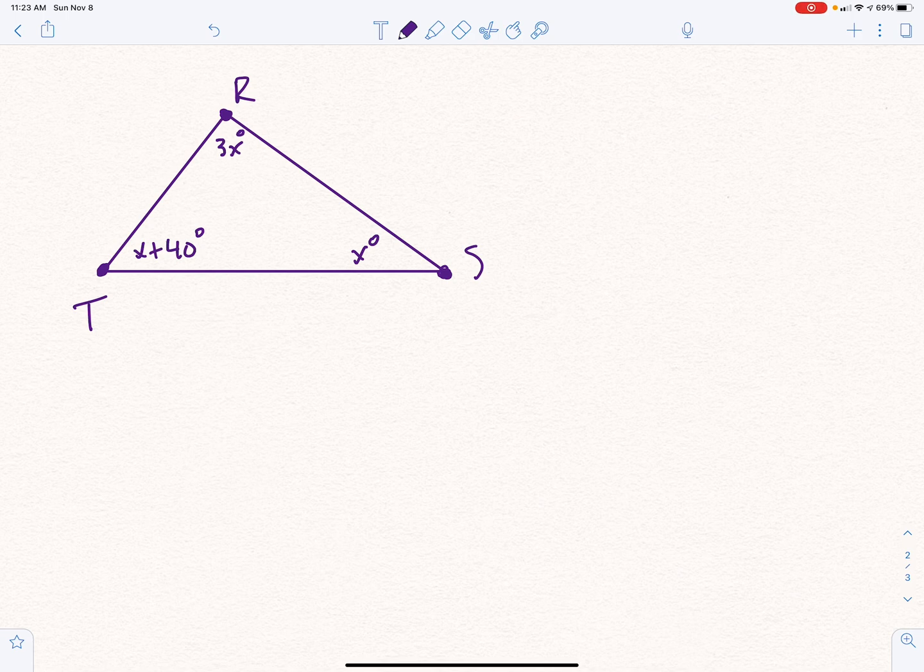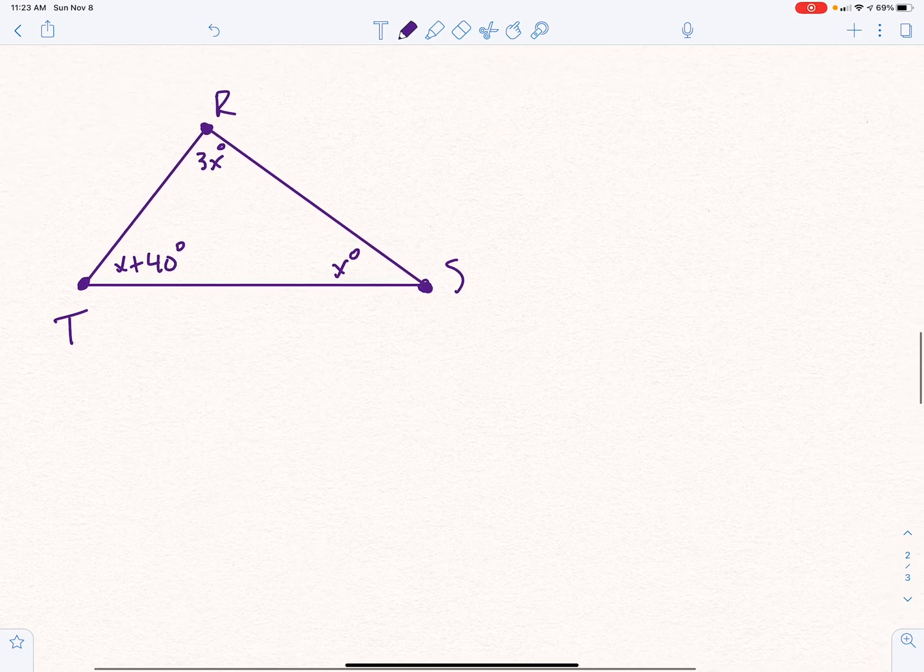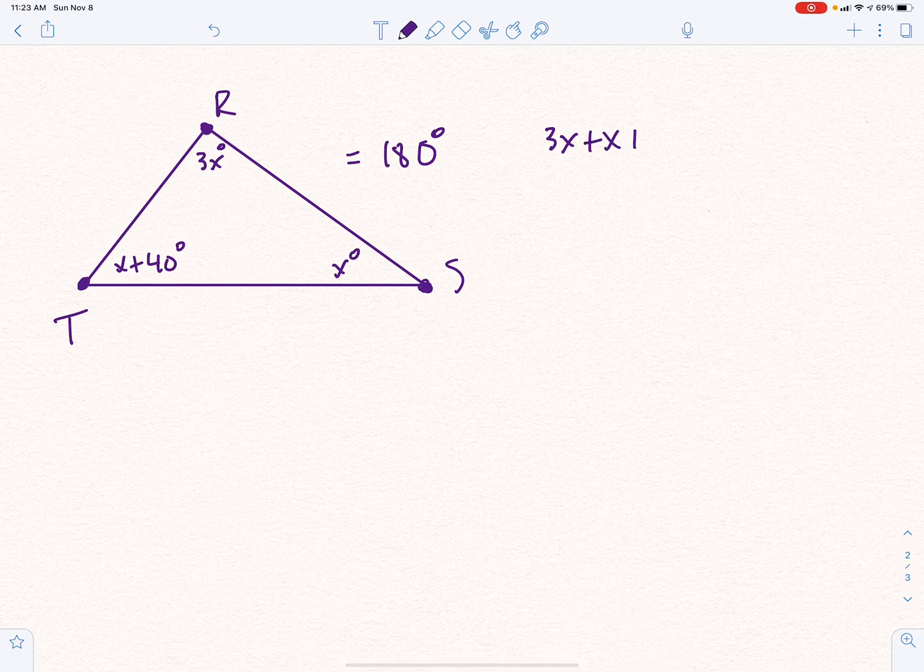Well, the first thing we got to do is find out what x is, and then we can find out what each of these angles are. So again, we know that any triangle equals 180 degrees. So that means I can take all of these angles and add them up and equal them to 180 degrees. So that would be 3x plus x plus 40 is equal to 180 degrees. Now, I combine like terms, so that means I need to pull these x's all together. So 3x plus x, that would be 5x plus 40 is equal to 180 degrees.